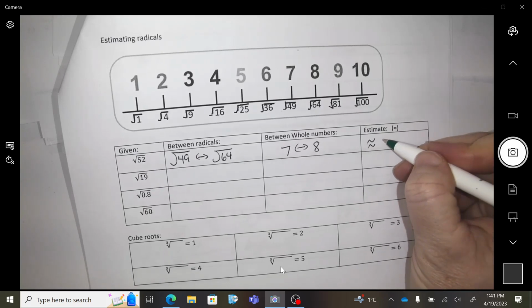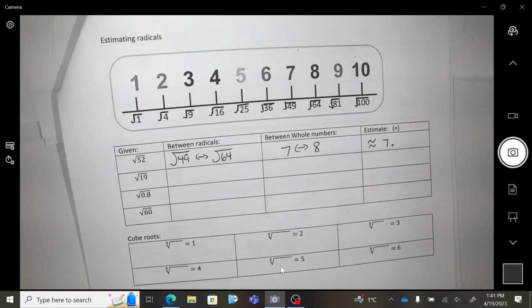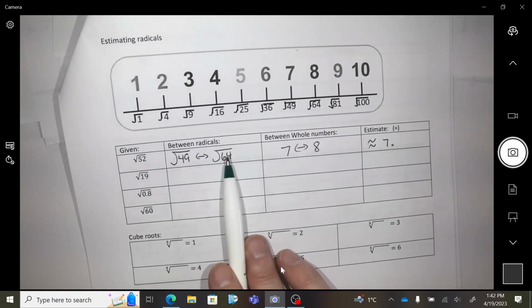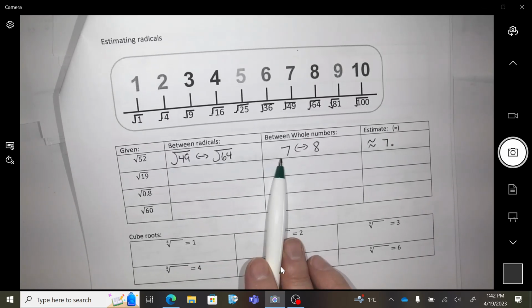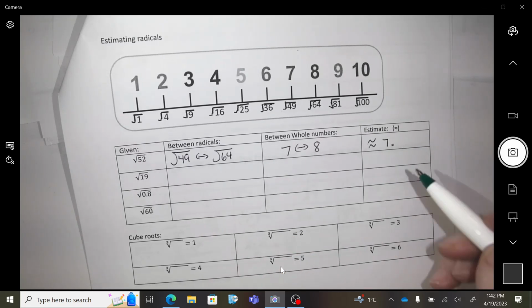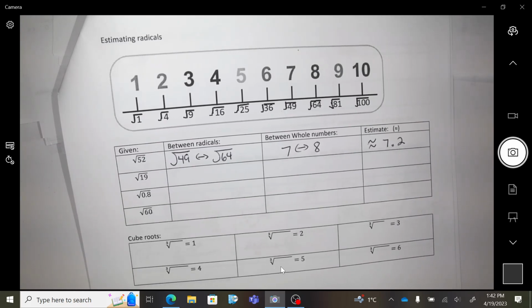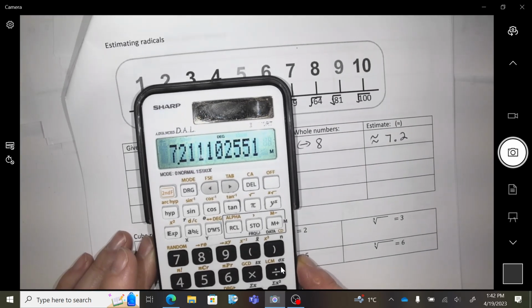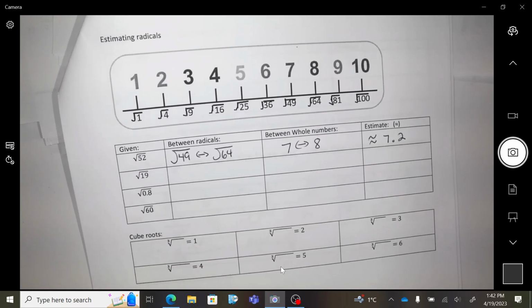7.2. And I would like you to just go to one decimal place as a guess. Is 52 closer to the 49 or to the 64? It's closer to 49, so 7.1, 7.2, something like that. I would accept 7.1, 7.2, 7.3, anything like that. It's without a calculator. Right now, some of you are probably wondering, well, what is it? It's 7.2.